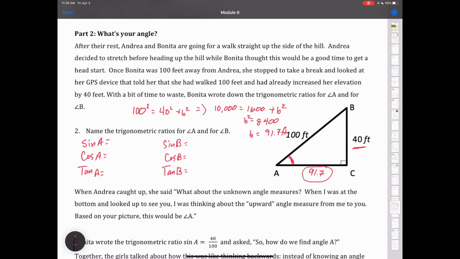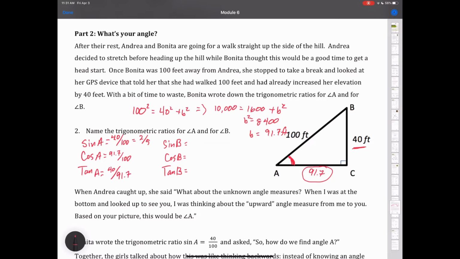Well, let's go ahead and use our reference angle A first. So sine is equal to the opposite over the hypotenuse. So sine is equal to 40 over 100, which reduces to 2/5. Cosine, CAH, is the adjacent over the hypotenuse, so 91.7 over 100, which does not reduce well, so we're going to just leave it. And then tangent, TOA, which is equal to the opposite over the adjacent sides, so 40 over 91.7.